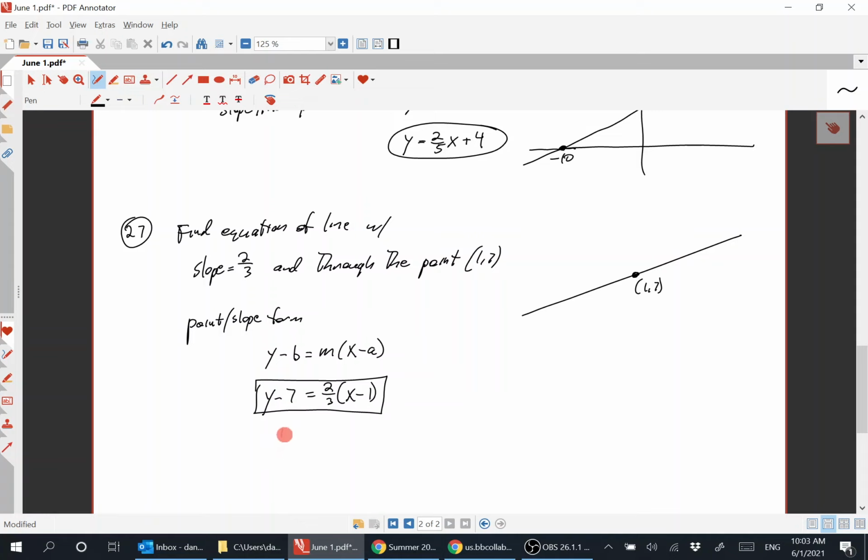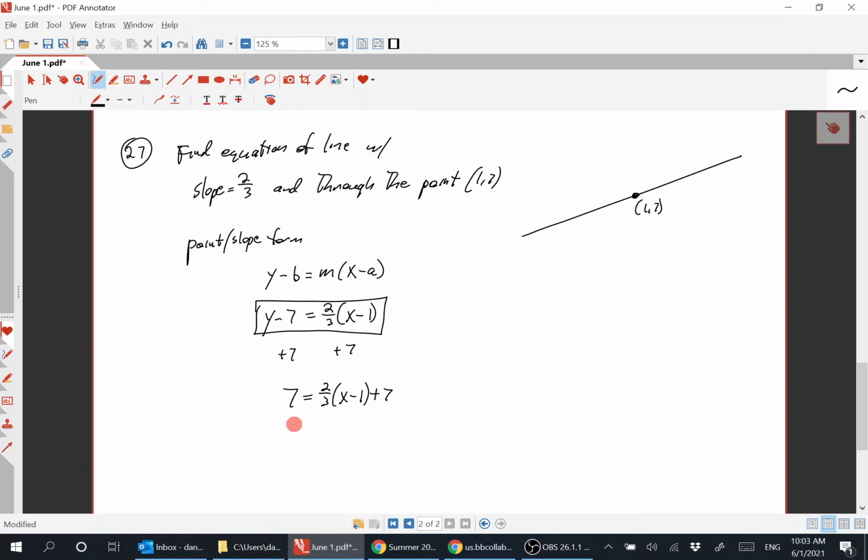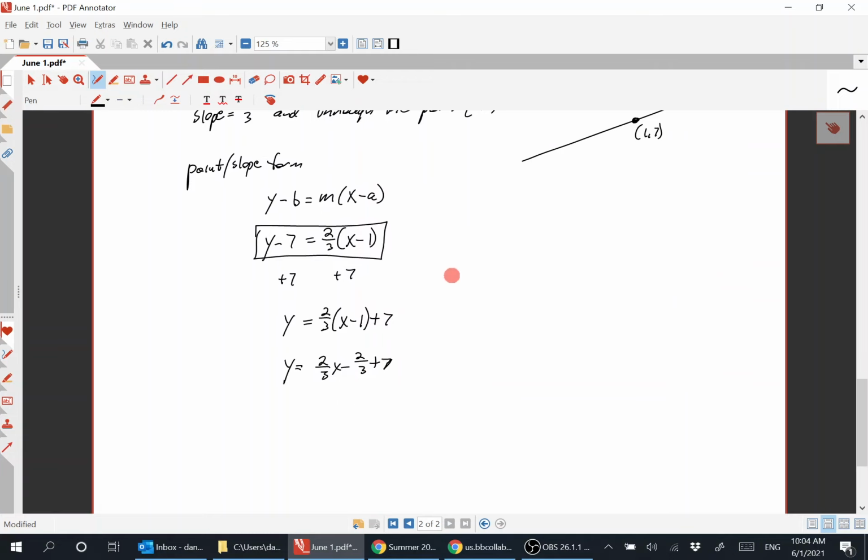You do that by adding 7 to each side to push this constant over here. So y is 2/3 (x minus 1) plus 7. Distribute the slope: 2/3 x minus 2/3 plus 7. Add those constants. So this is 21/3 minus 2/3, which is 19/3. All right, so there's your slope-intercept formula. Either answer is acceptable.